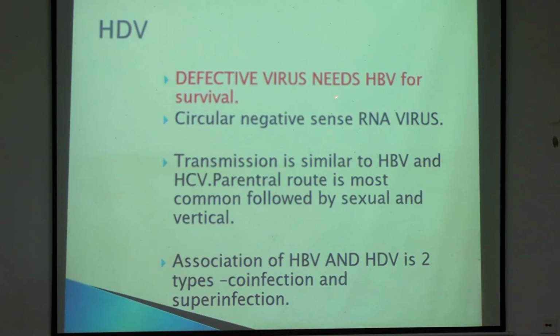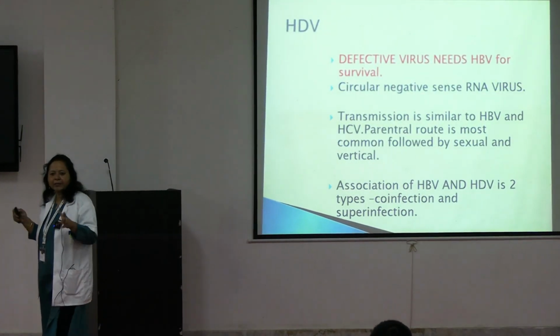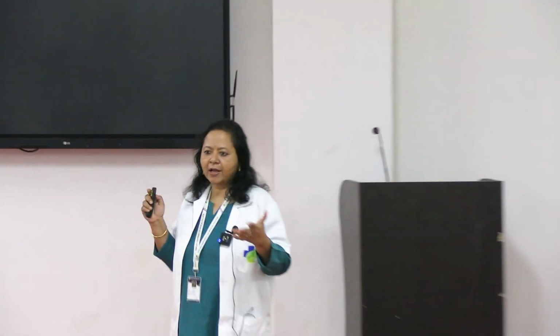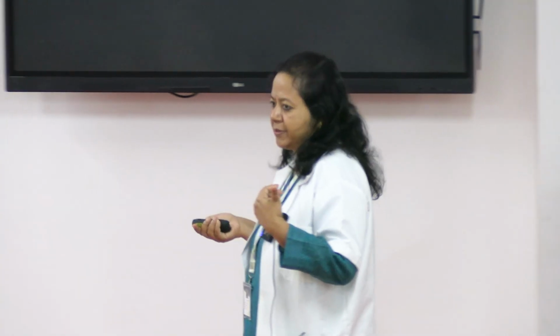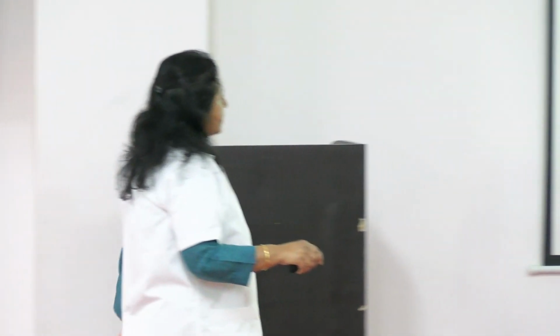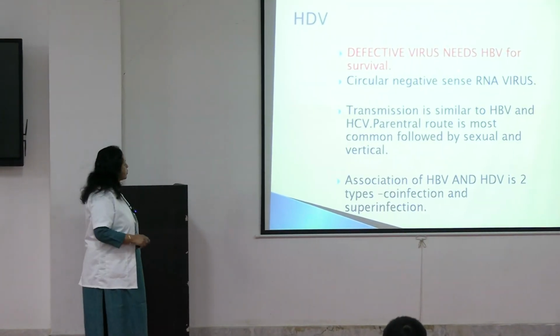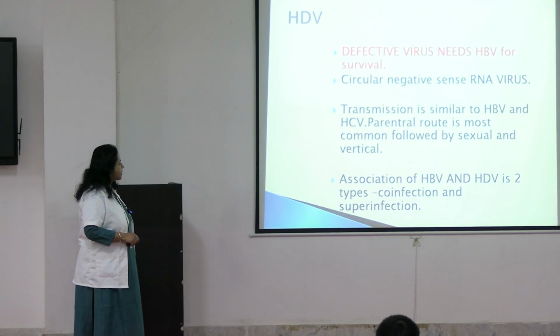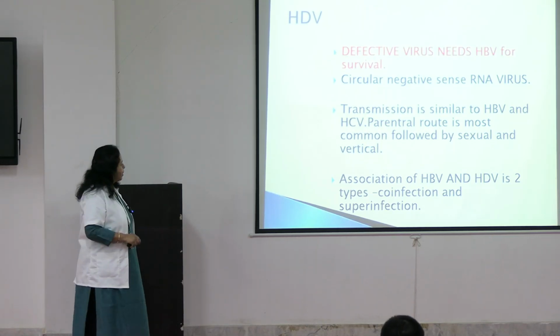So defective virus needs HBV for survival. This is a defective virus. उसको अकेला जिंदा नहीं रह सकता, उसको HBV भी चाहिए साथ में. So usually it is a co-infection with HBV or a super infection with HBV. Okay. Circular negative sense RNA virus. This is an RNA virus. Only DNA virus is hepatitis B. Okay. So transmission is similar to HBV and HCV. Transmission जो है इसका HBV and HCV जैसे ही है, blood and blood products. Parenteral route is most common, followed by sexual and vertical.